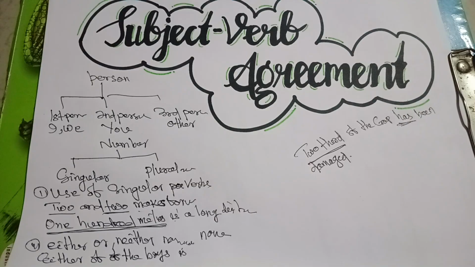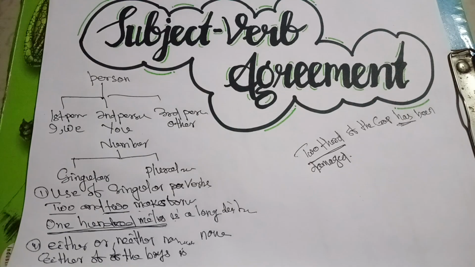In these cases, we discuss the plural verbs. When the subject begins with 'the' plus an adjective, in that case a plural verb is used. Suppose the poor, the blind, the rich. Here the adjective is poor, blind, rich. Before it, 'the' is used, so plural verbs are used.